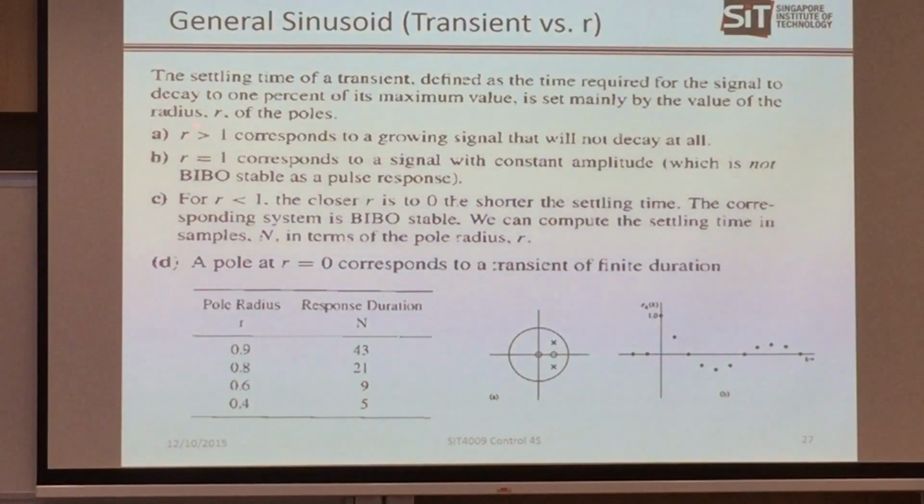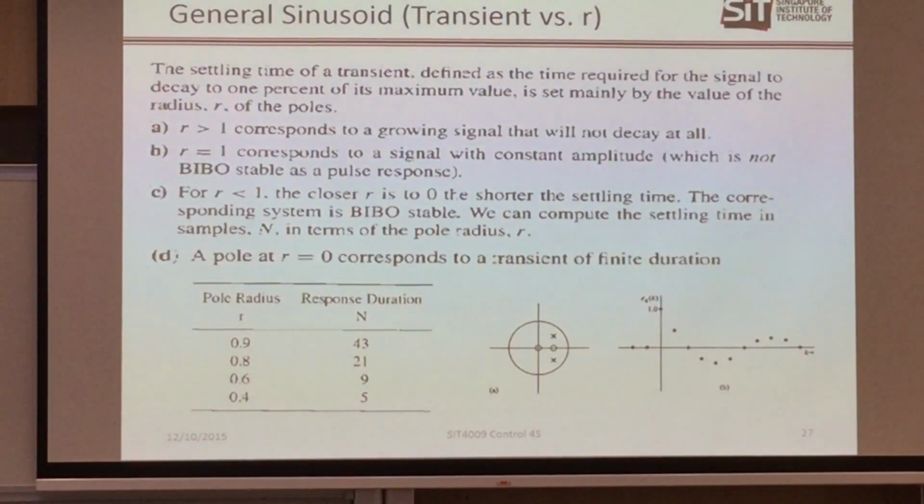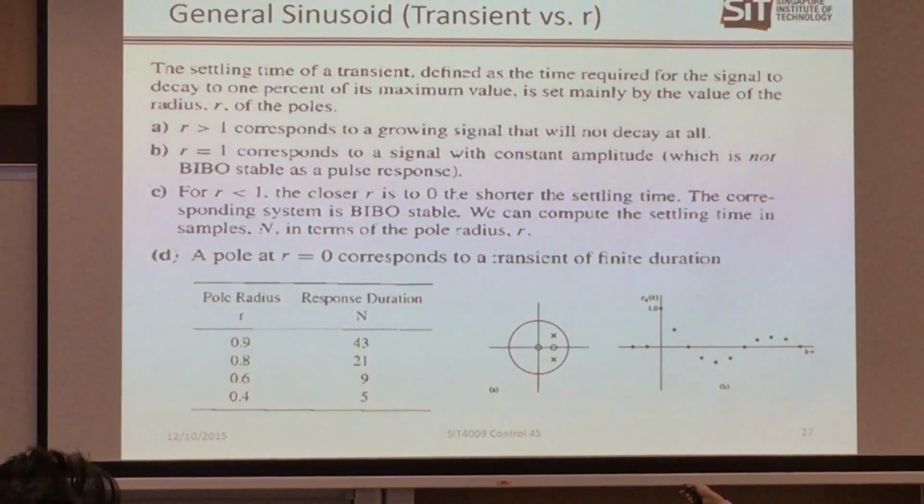So these are some general guidelines. If your magnitude r is greater than 1, this corresponds to a growing signal that will not settle. Okay? So if your output response can be represented and the root is outside of the unit circle, it means the signal of your output won't decay, won't be stable, won't be controlled. So it's unstable.